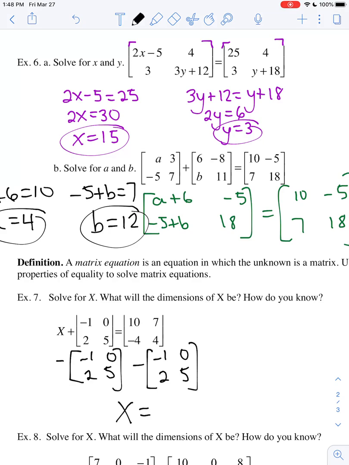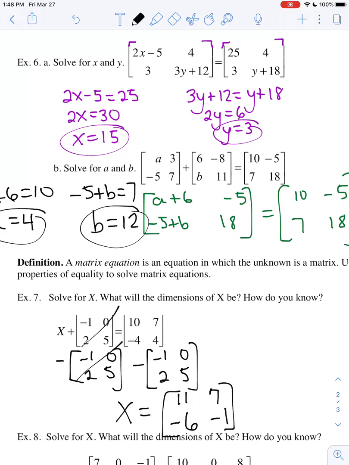All right, so here we go. I'm going to take 10 minus a negative 1, which is 11. Be careful, because on the left side, those are canceling. Then on the right side, I'm taking 10, 7, negative 4, 4, and I'm subtracting the matrix negative 1, 0, 2, 5. Then I have 7 minus 0, which is 7. Negative 4 minus 2 is negative 6. And 4 minus 5 is negative 1.